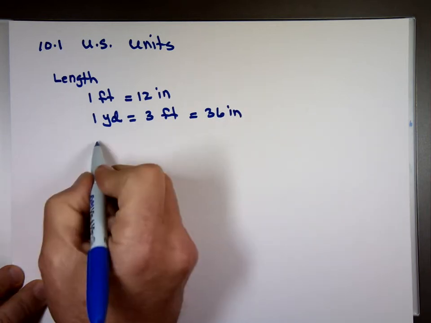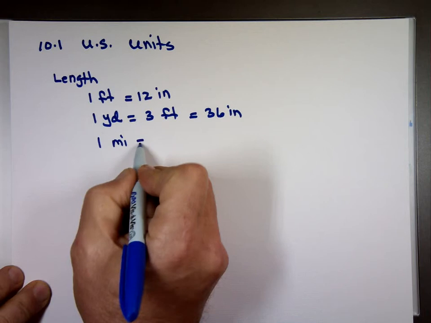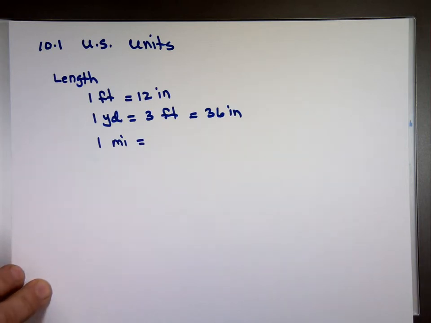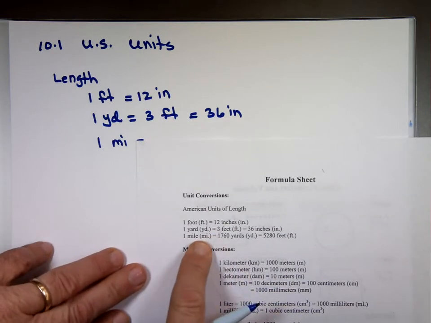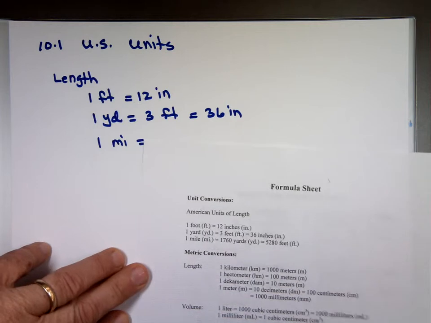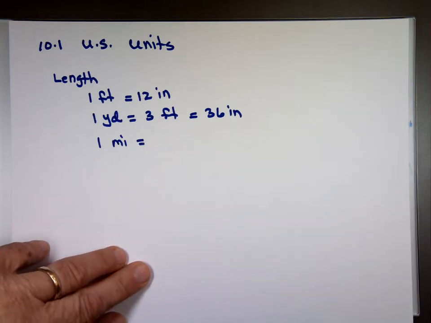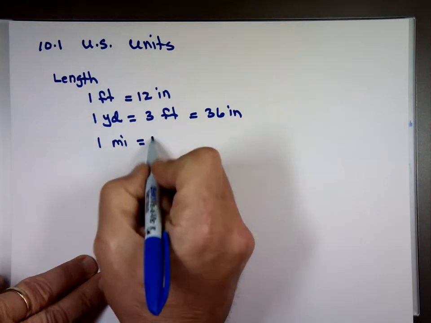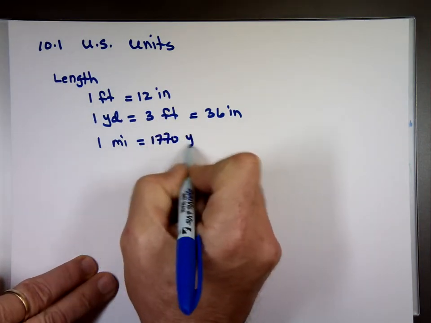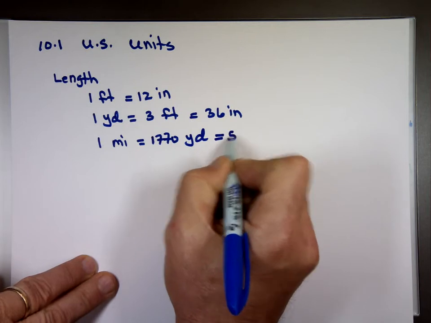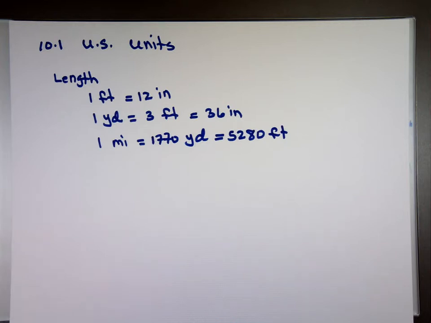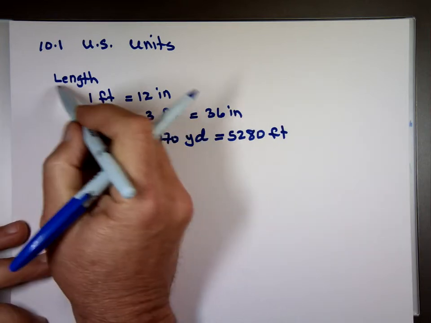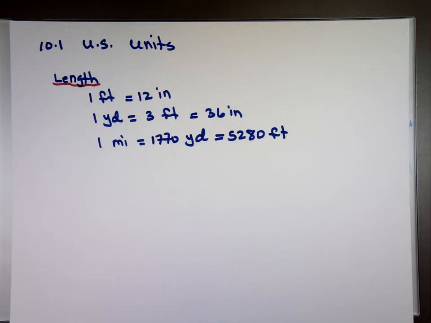We also use the mile. The mile has, by the way, these are right here on that cheat sheet I gave you. See them, all these? So the mile has 1760 yards, which is also 5,280 feet. So that's what we use for length. When you're measuring the length of something, we're either going to use inches, feet, yards, miles. That's what we use for US units.